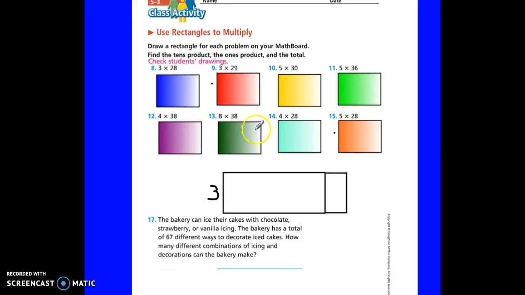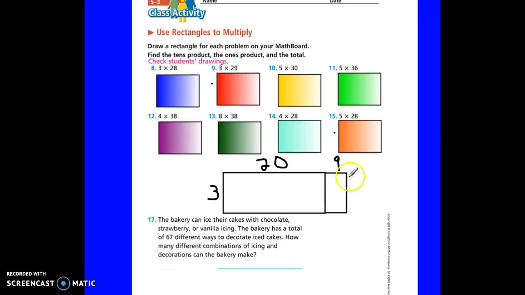And how many tens go into 29? Yeah, there's 2 sets of tens, or 20. All right. And then I would have 3 times 9. So this is 9 here. Right? So it's really saying 3 times 9.